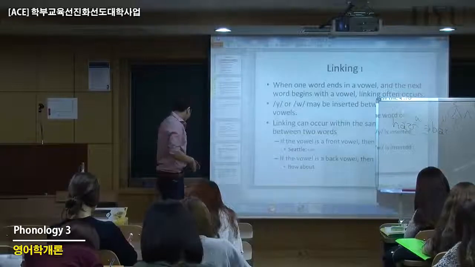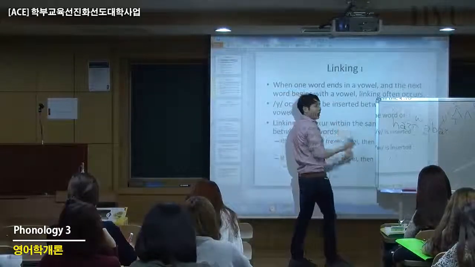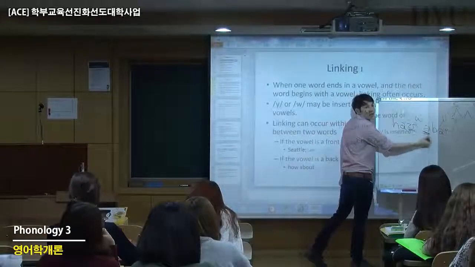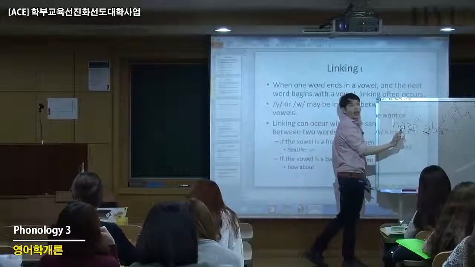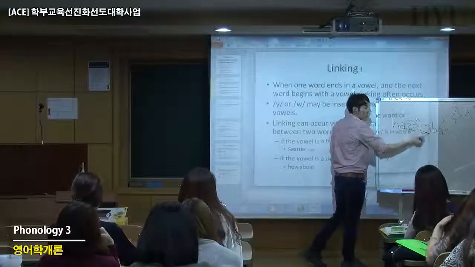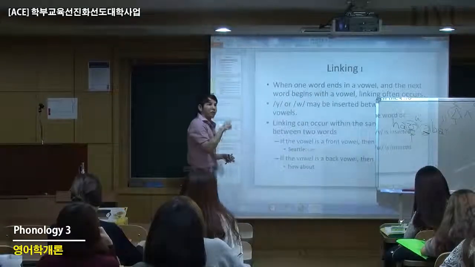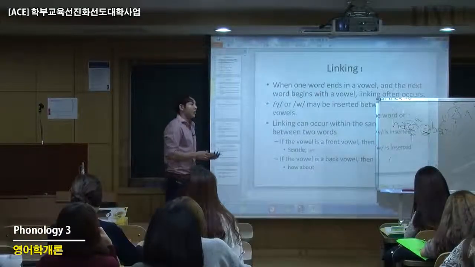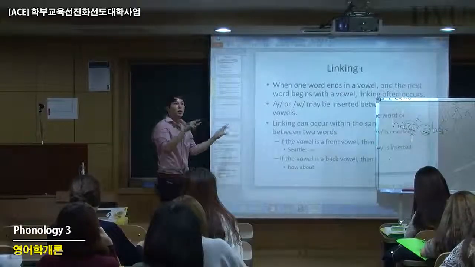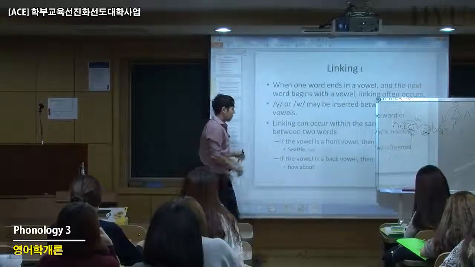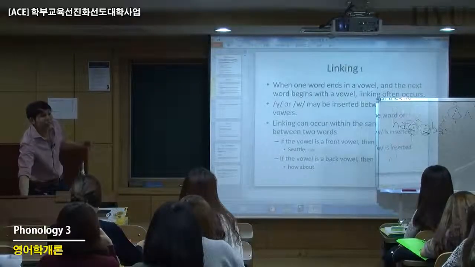Okay? Remember, keep in mind that this linking has to be a sequence of two vowels, okay? Not a vowel and a consonant, not like that. Two vowels. And it depends on what vowel you have in the first word. If it's a front vowel, then put in a Y. If it's a back vowel, put in a W, like that, okay? We'll practice more today. That's linking.